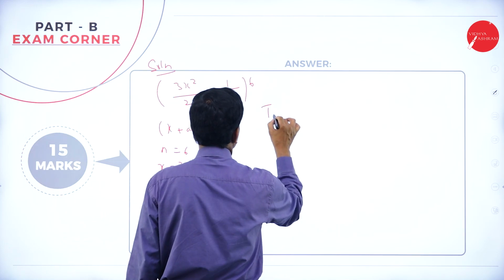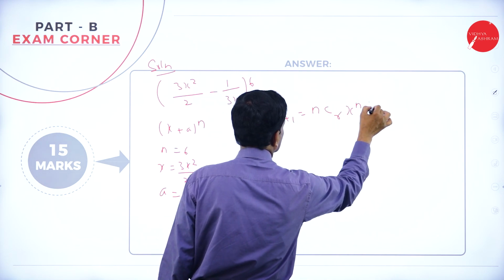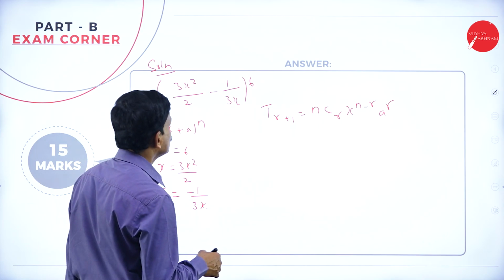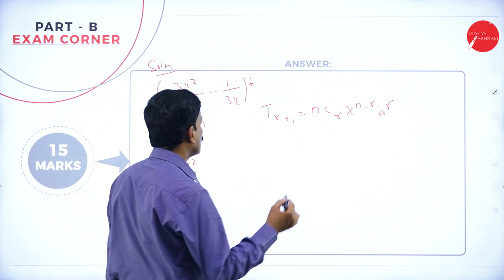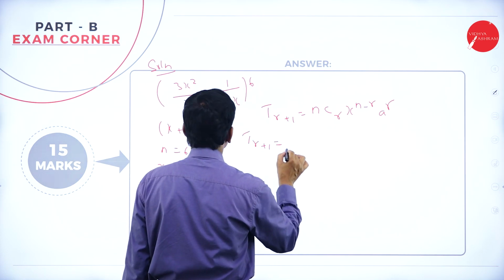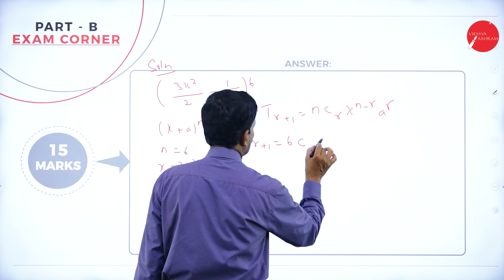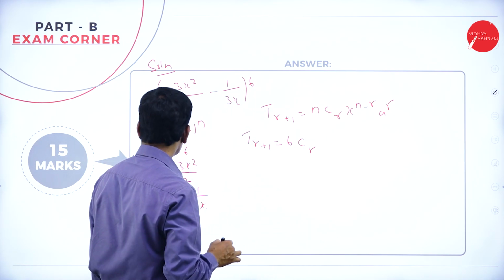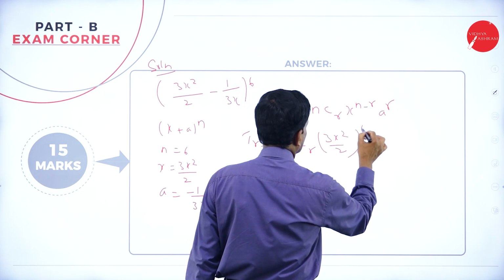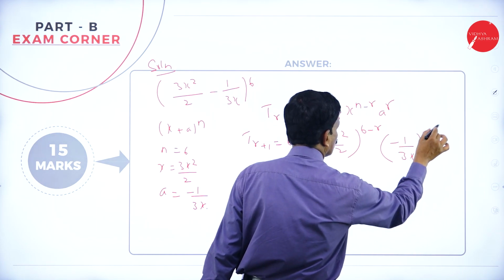We know the general term T r plus 1 is equal to nCr x raised to n minus r a raised to r. Now, just write down here T r plus 1 is equal to nCr, n is 6, so 6Cr, x is 3x square divided by 2 whole to the power of 6 minus r, into a, minus 1 over 3x whole to the power of r.